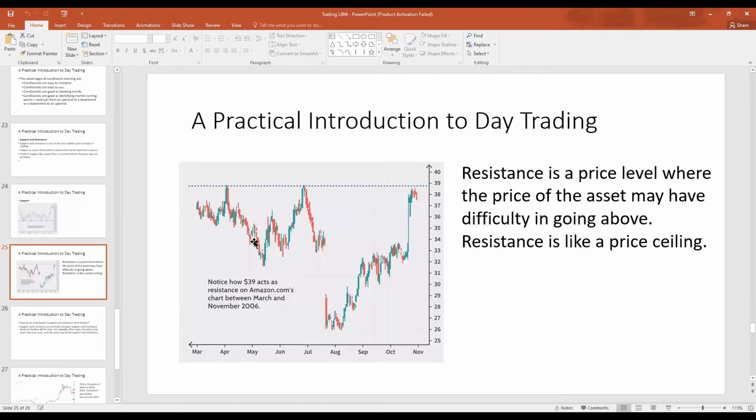The opposite of support is resistance. Resistance is a price level where the price of the asset may have difficulty in going above. Resistance is analogous to a price ceiling. It is a level where the price may have difficulty in going above. It suggests a potential turning point. The price of the asset goes up, it reaches a high point and then goes down.